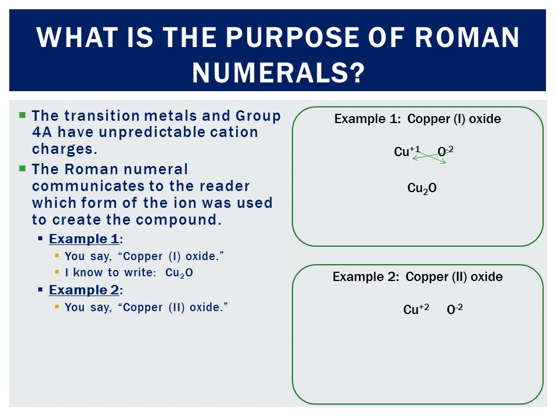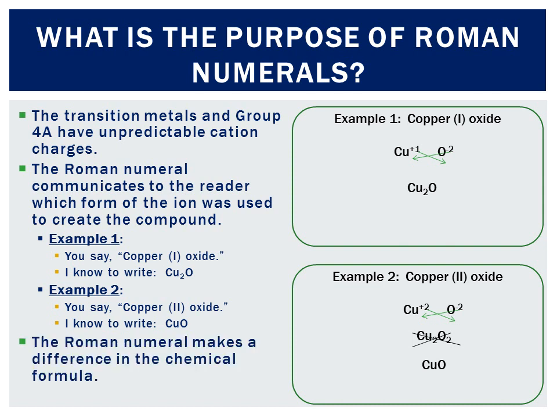Okay, next example. Copper 2 oxide, that tells me it's copper 2 plus. Same thing. O2 minus, oxygen's always 2 minus. Swap and drop the charges. I have Cu2O2. If we remember our step 3 in writing the formulas for ionic compounds, we're taking that greatest common factor and simplifying it to CuO. So even though there's a 2 in the Roman numeral, based on swap and dropping the charges, I end up with CuO. So the Roman numeral makes a difference in the chemical formula, but it doesn't necessarily tell you the number that should show up in the formula.